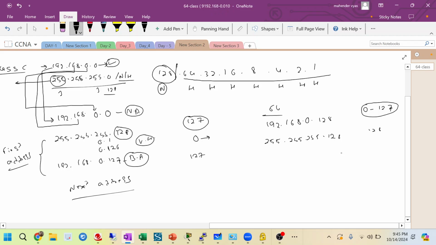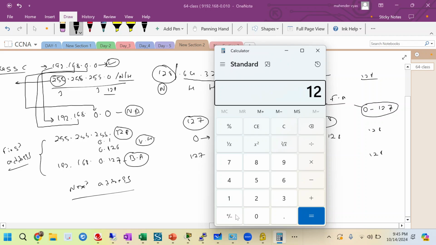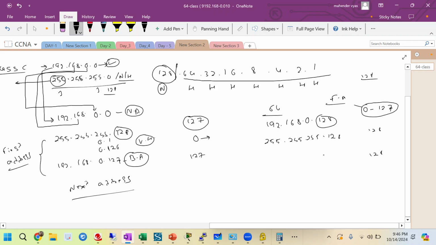Our range is 128 addresses. 0 to 127 is 128 numbers we used in the first subnet. Now the second range should again be 128 addresses. The first one used 128, so let me add 128 to 128. It would be 256, but we cannot use 256, so the last number would be 255. So 192.168.0.255 would be our broadcast address.